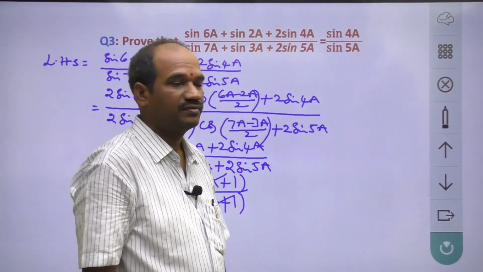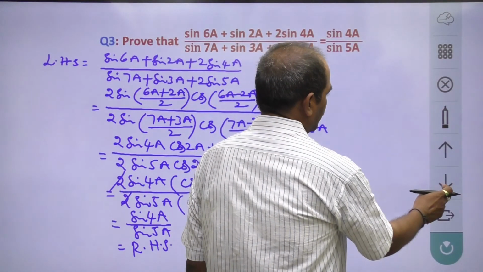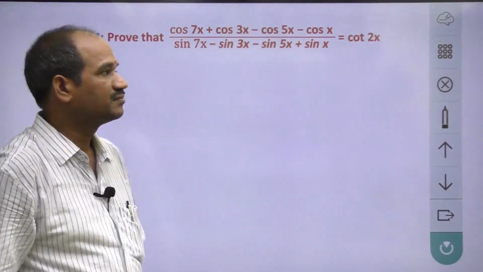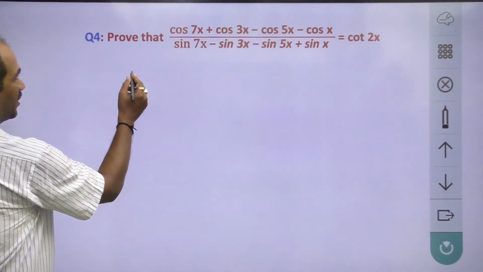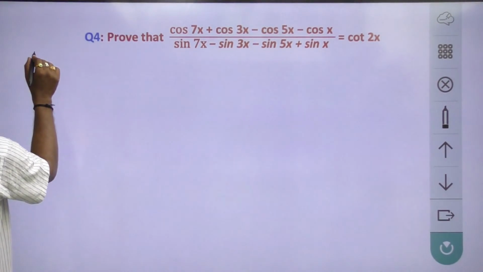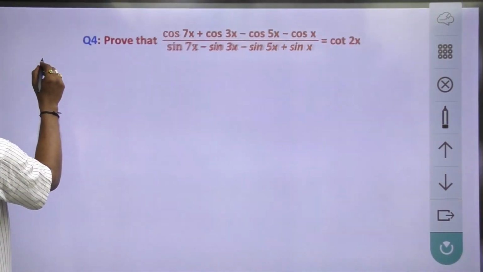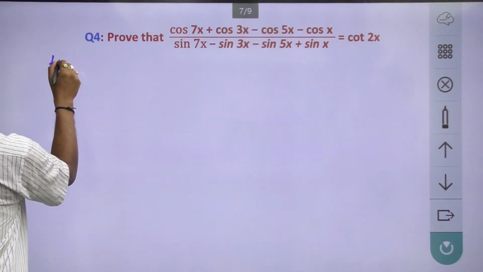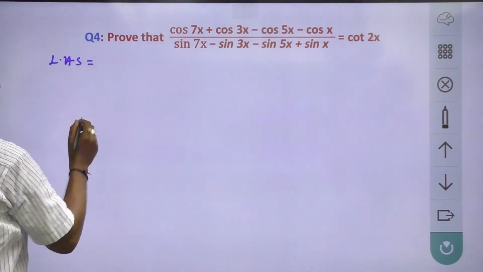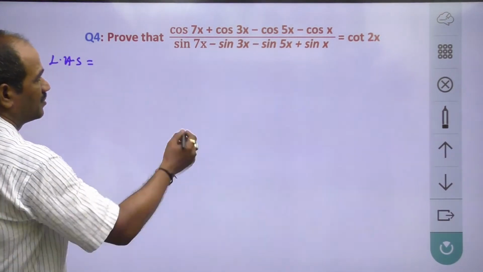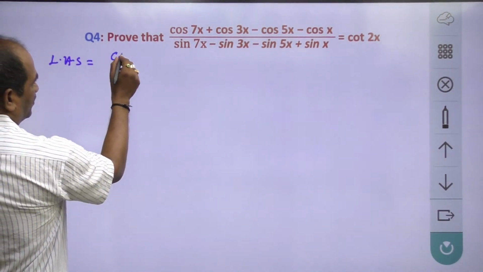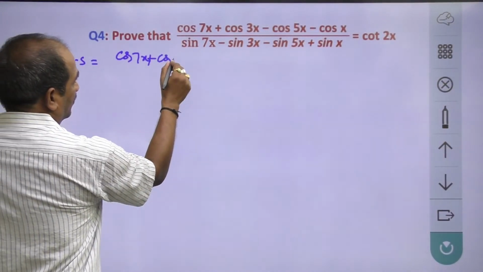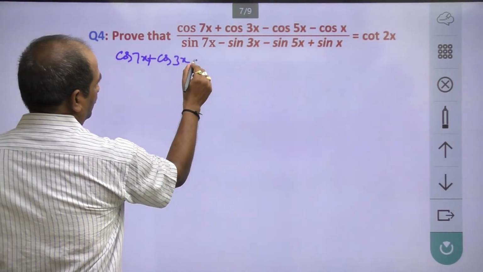Okay, next question. See here in this next problem. So here, first take the LHS value. Taking the LHS value, first here cos of 7x plus cos of 3x. These two terms.